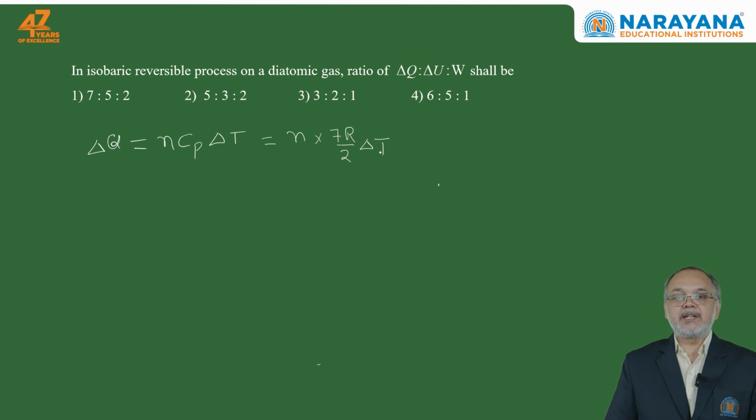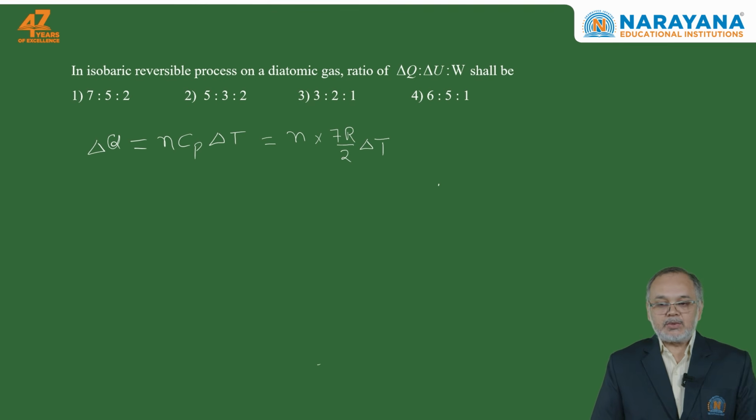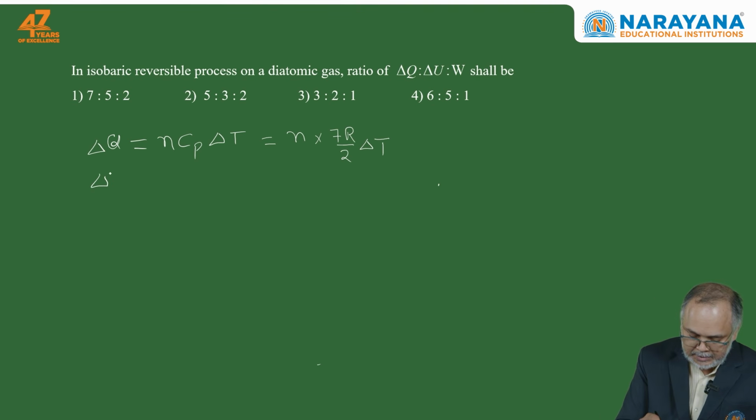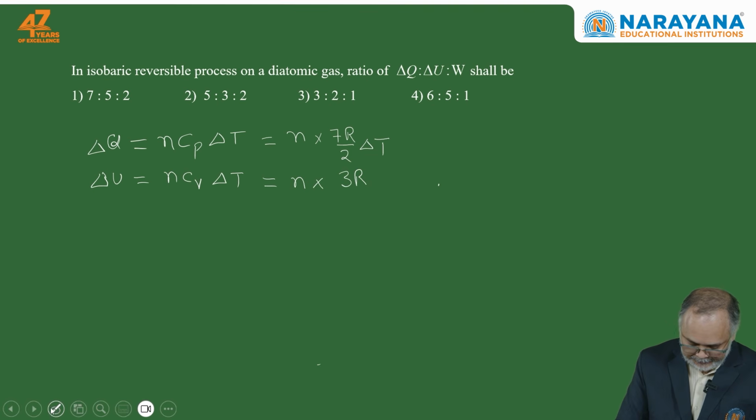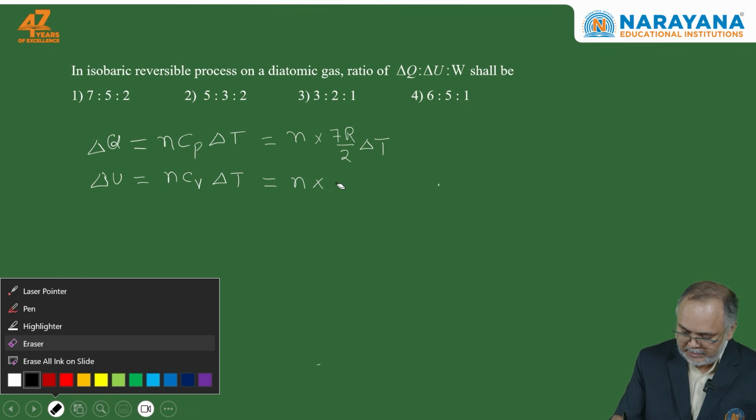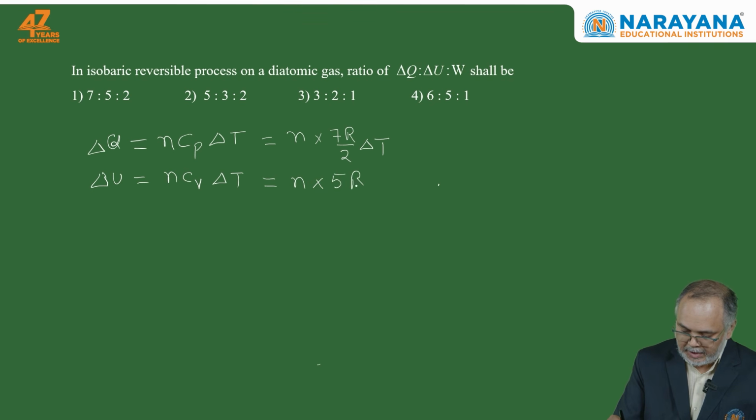Now the next term we have is delta U, change in internal energy. For all the processes we can write delta U is nCv delta T. So that is equal to n into Cv value for the diatomic gas, that is 5R by 2, into delta T.